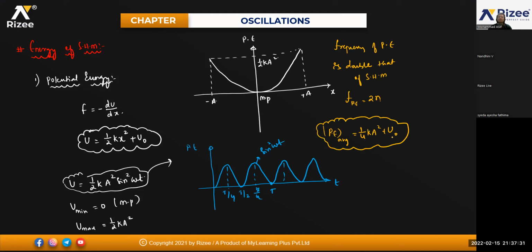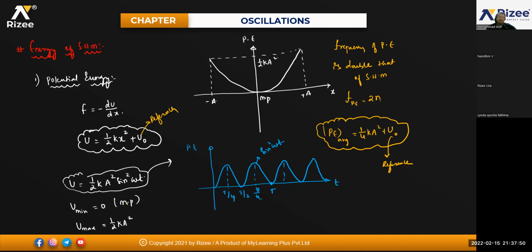Potential energy, right now U naught is your reference, beta. At reference, potential energy, generally we take it as 0. These are two important graphs we need to remember for the potential energy. So the potential energy formula is U is equal to half into K into X square plus U naught. U naught is your reference.